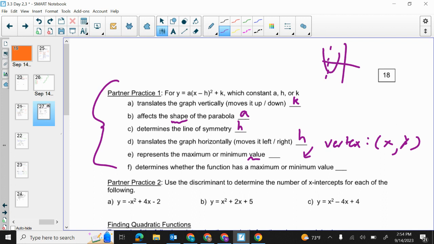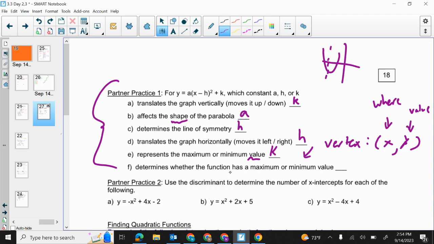So we would say x is the where and y is the value. So when it asks what represents the maximum or minimum value, that would be the y value, which is my k.